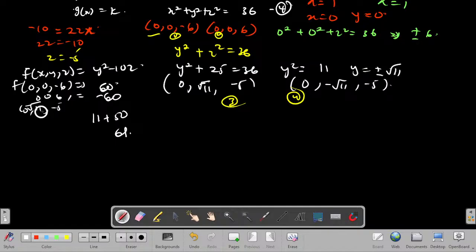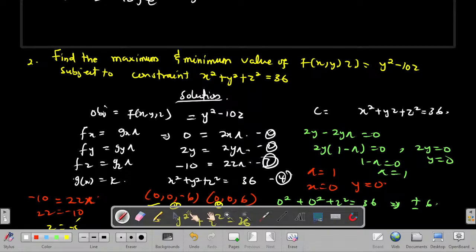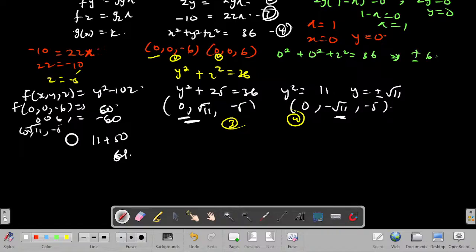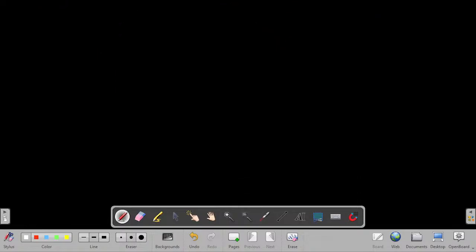Whether y is positive or negative, I think we get the same answer, because it was squared. So therefore, our extrema will be these points. These 2 points are extreme points, giving us the maximum value. So check, find the maximum and minimum value. That's what you are looking for. And what is it? That 61 is the maximum. So this is the solution using Lagrange multipliers, and that is all.